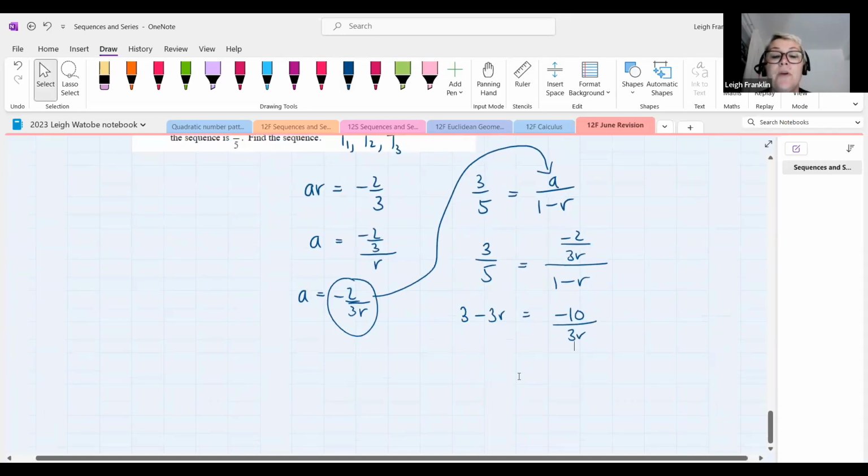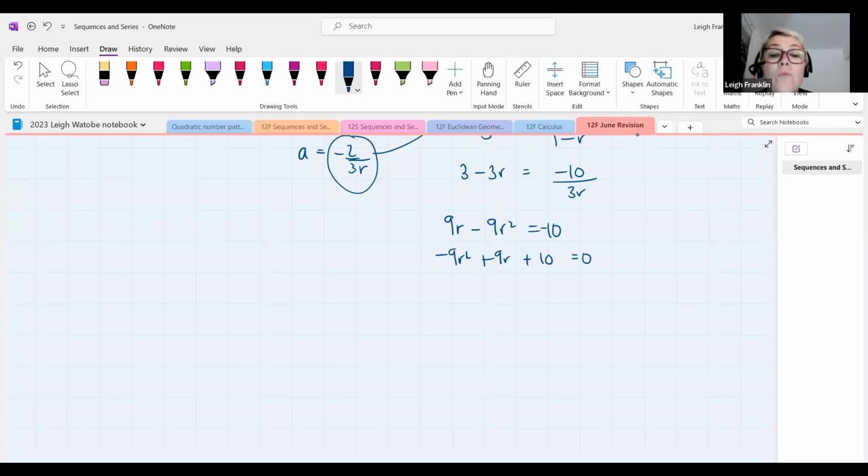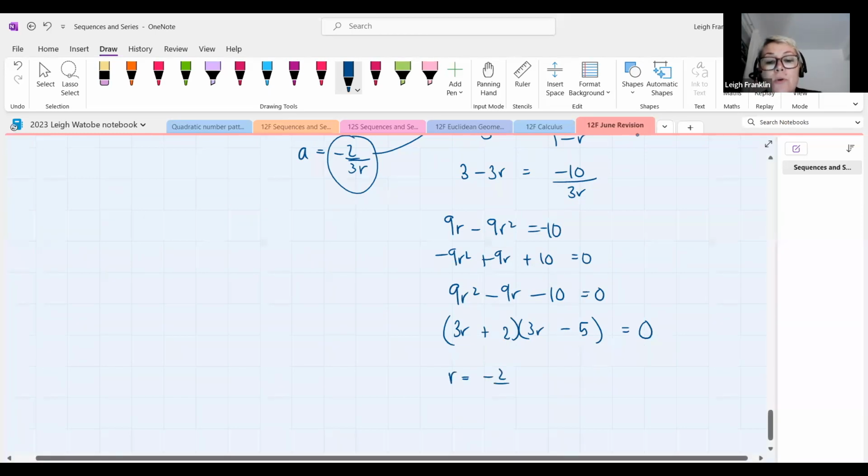Then you would have to multiply every term in the equation by 3R. That would give you 9R, and this would give you 9R squared, equals negative 10. So negative 9R squared plus 9R plus 10 equals 0. Divide through by negative 1. So you'd have 9R squared minus 9R minus 10 equals 0. Then factorizing, I think we would go with 5 and 2. If I put 5 here and 2 there, that would give us negative 15 plus 6 to give us the minus 9 in the middle. So R would be equal to negative 2 over 3, or R would be equal to 5 over 3.